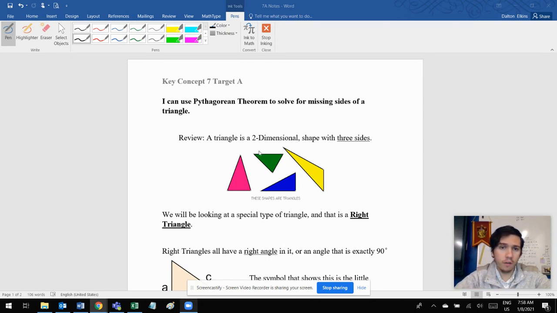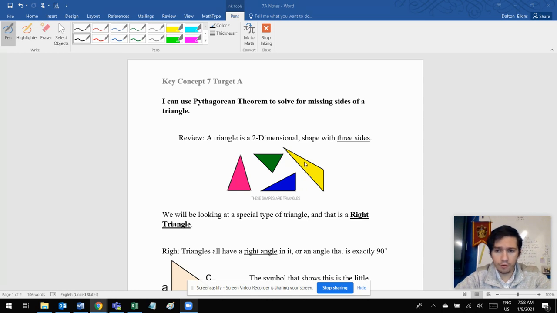So before we get into this new thing of Pythagorean Theorem and what that's all about, I just want to go over what a triangle is in case you forgot. You were probably very young when you first started seeing triangles. Maybe you got some blocks as a kid. But a triangle is a two-dimensional shape with three sides. So if you look at each of these shapes, you count 1, 2, 3 sides, 1, 2, 3 sides, 1, 2, 3 sides, 1, 2, 3 sides. So they have three edges that make this kind of pointy shape that we know as a triangle.